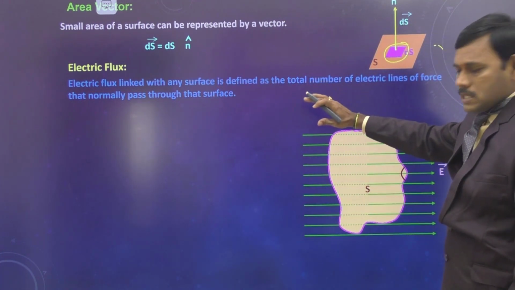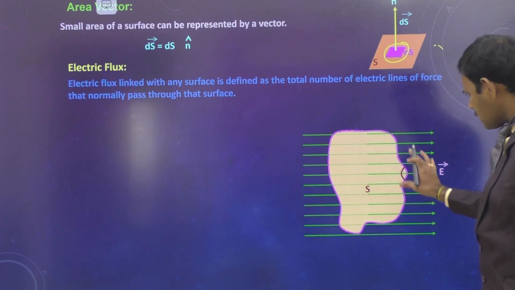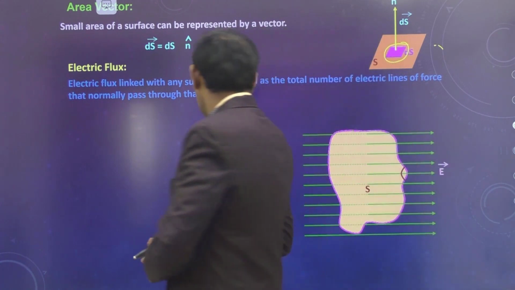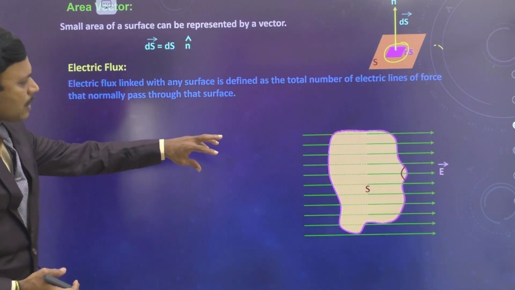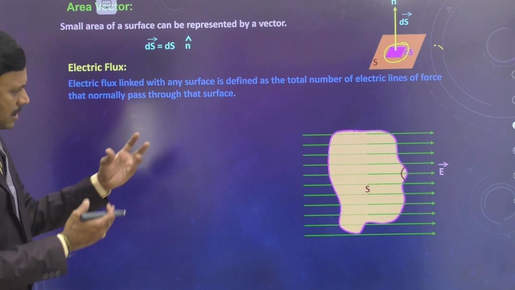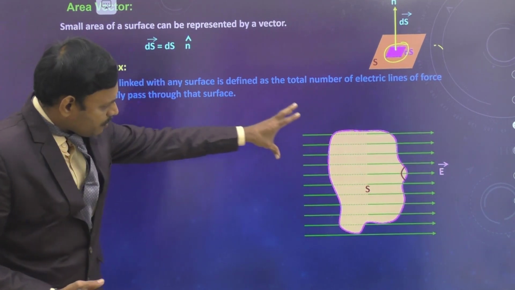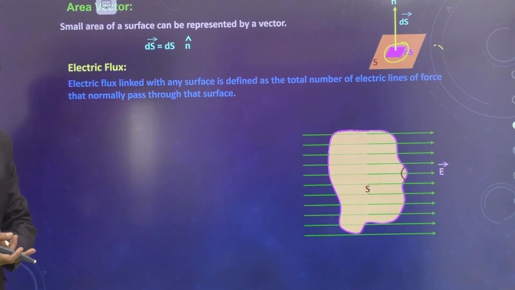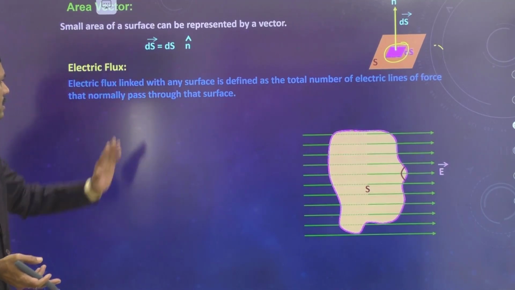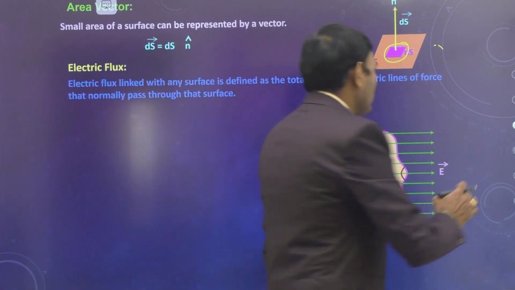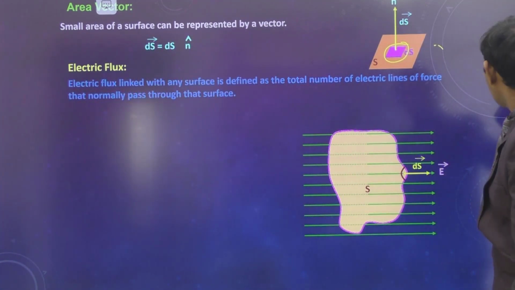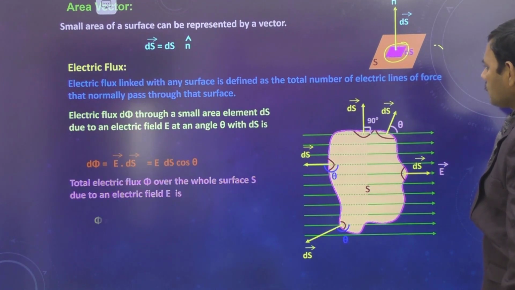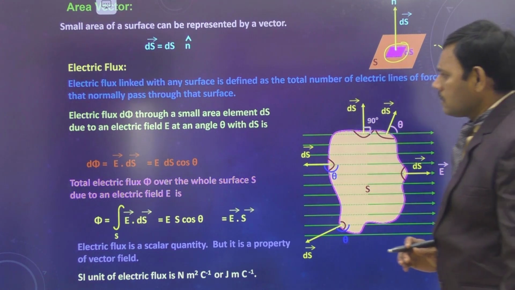So electric flux is the total number of electric lines of force passing through a given area. Here some area is given. When you look at the diagram, some arbitrary area is there through which some number of electric lines of force are passing. The total number of electric lines of force passing through a given area is known as the electric flux, denoted by phi. Electric flux is denoted by phi. And here, let us consider d phi.